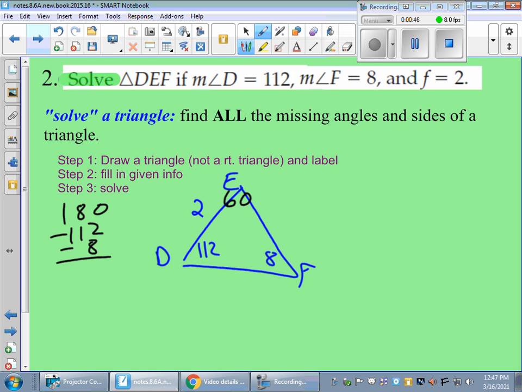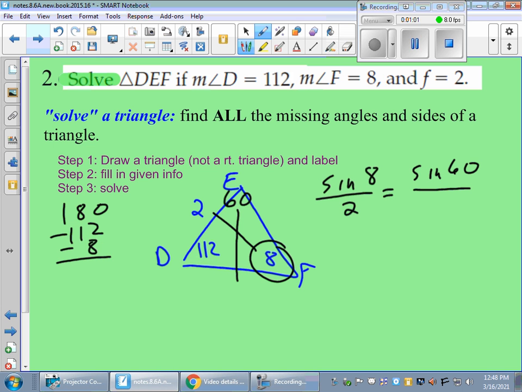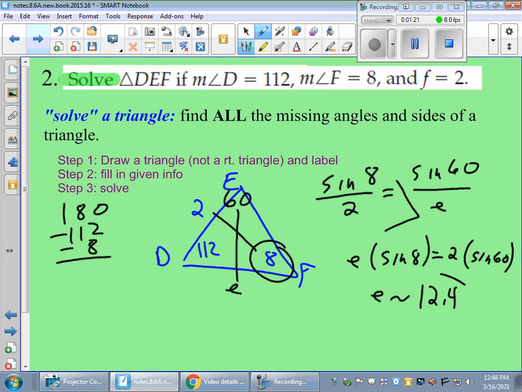From here, I'm going to set things up and solve. So here's my angle, side opposite. I'm going to go sine of 8 over 2 equals, and whatever you want to start with, solve for. We are going to go the sine of 60, and that's going to be over side E. We're trying to find side E. So here again, we would go E times the sine of 8 equals 2 times the sine of 60. And again, we're doing math here to solve. E is going to be about 12.4.